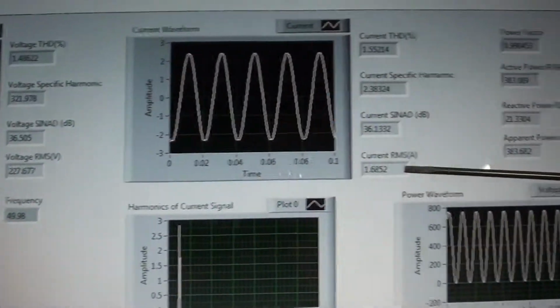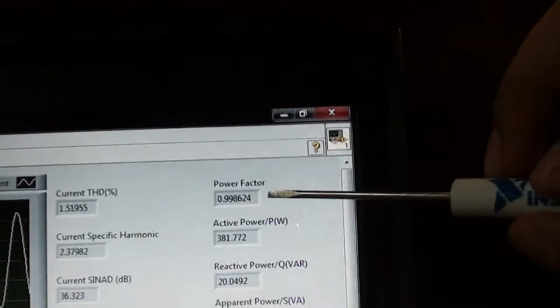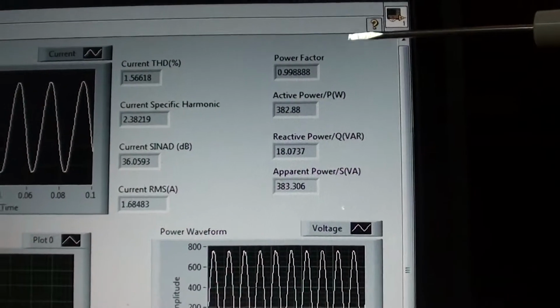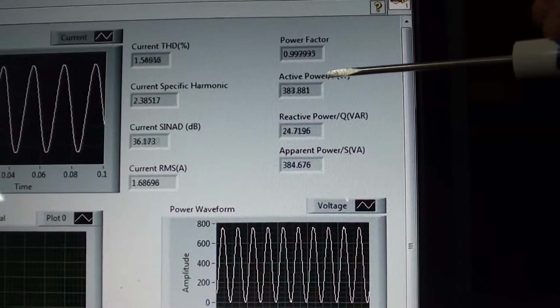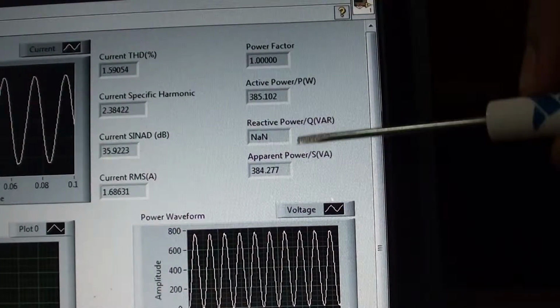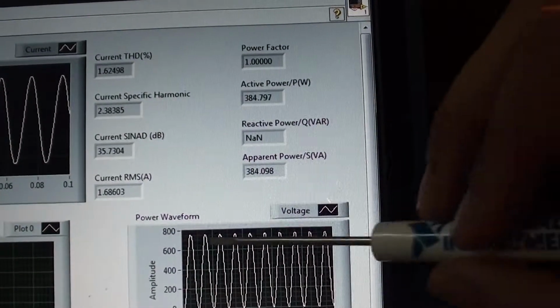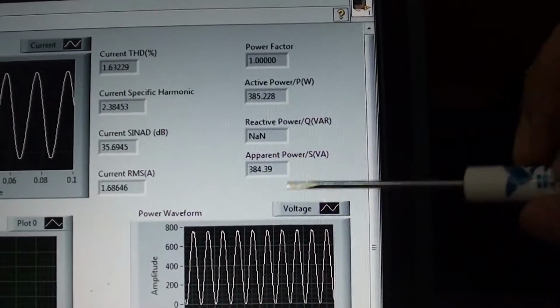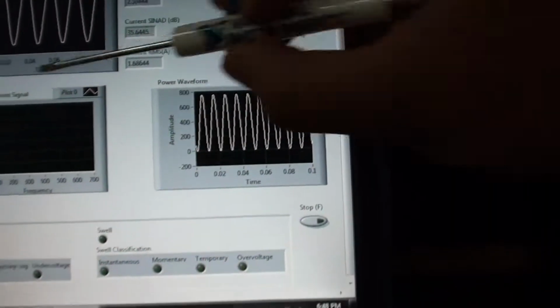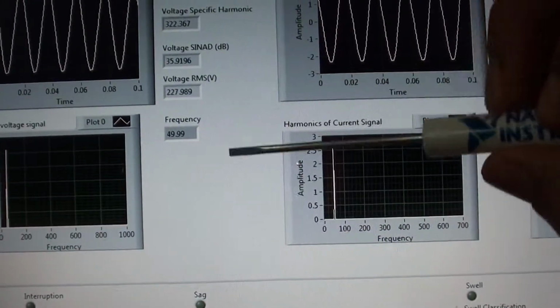Current RMS is found out to be 1.68 amperes. Power factor is 0.99, which is nearly equal to 1. Active power is 383 watt. Reactive power is 28. Apparent power is 384 VA. And we can see the power waveform is also completely sinusoidal. And the frequency is 49.99, that is nearly equal to 50 hertz.